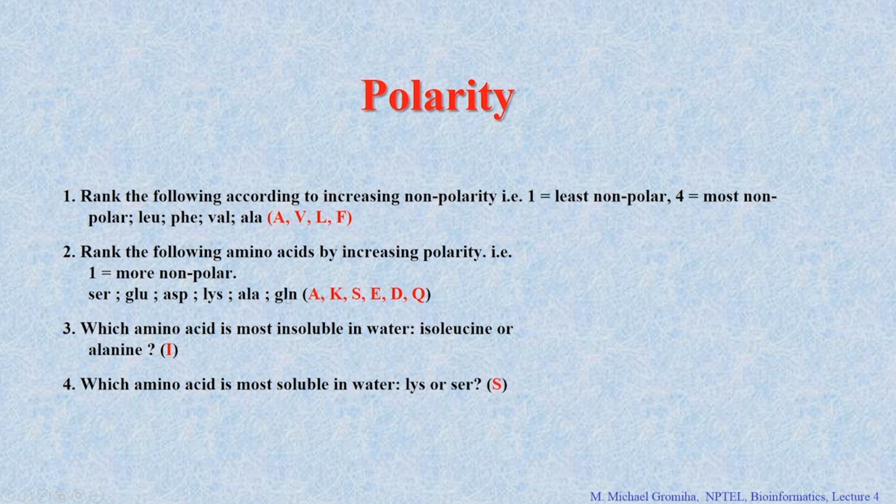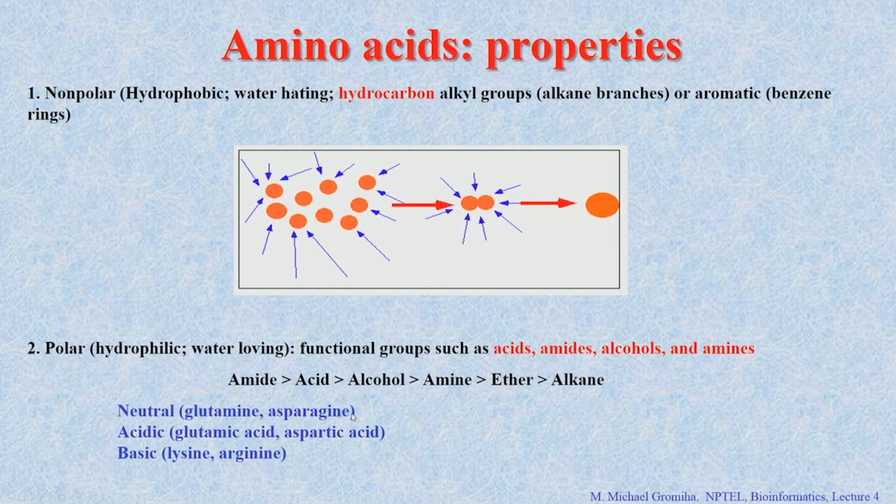Then the second question. I have 6 amino acids: serine, glutamic acid, aspartic acid, lysine, alanine and glutamine. Can you rank these amino acids based on increasing polarity? That means the most non-polar is alanine, because it is the aliphatic one, so it is highly non-polar. Then for the others, this is the order: first amide has more, then acetic acid, then alcohol, then amine, and then ether and alkane.